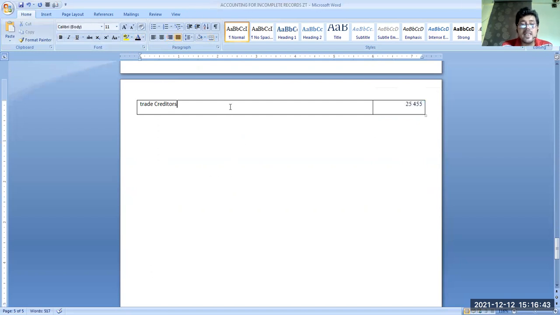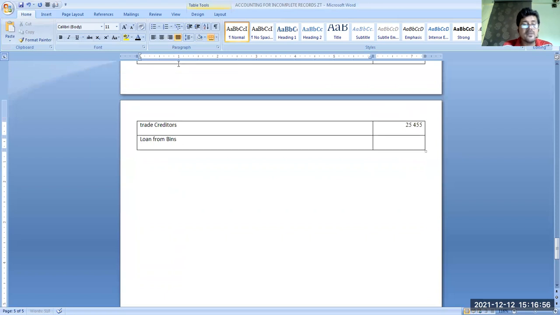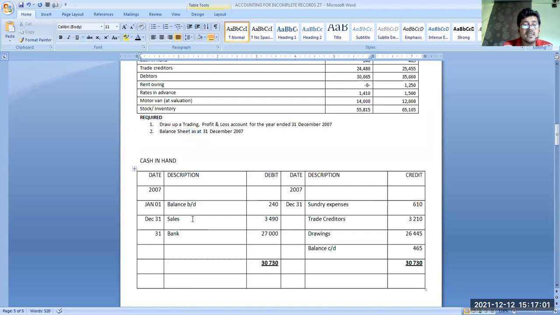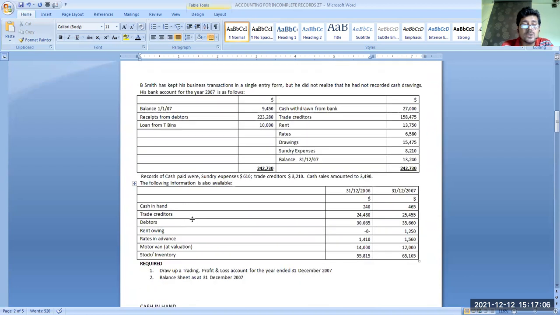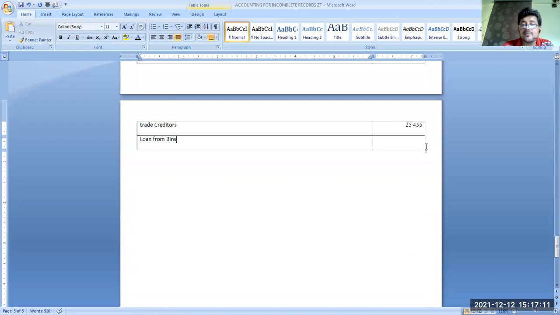Okay. And one more liability was the loan. Loan from T bins, I think, is also given. The two liabilities given. Yes, loan from T bins, 10,000. Okay.